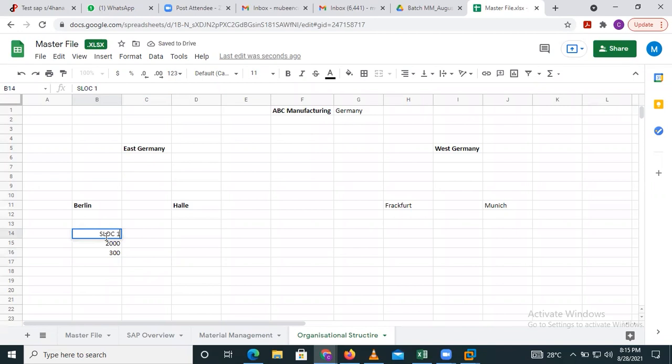Storage location 1, storage location 2, storage location 3, storage location 4. So in Berlin plant, they have few storage locations. In Halle plant, they have 3 storage locations. In Munich plant, they have 2 storage locations. And in Frankfurt plant, they have 2 storage locations, and Munich plant, they have 4 storage locations. So these are the different storage locations they have in their premises.